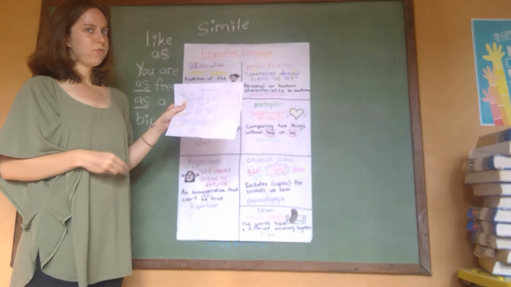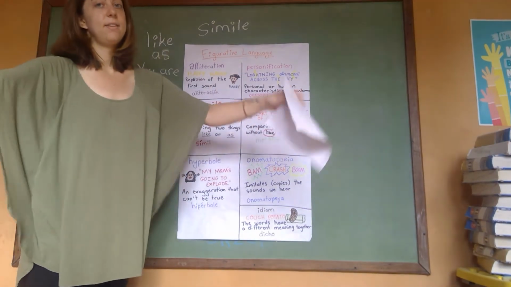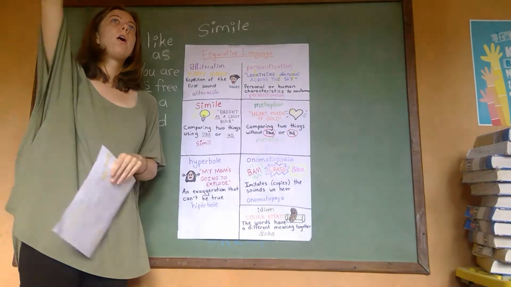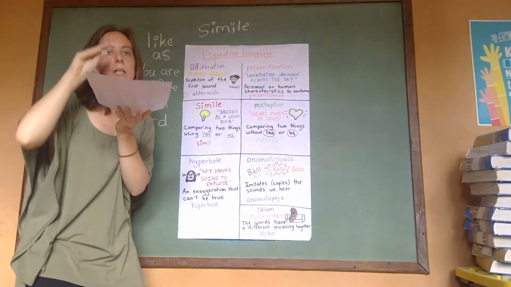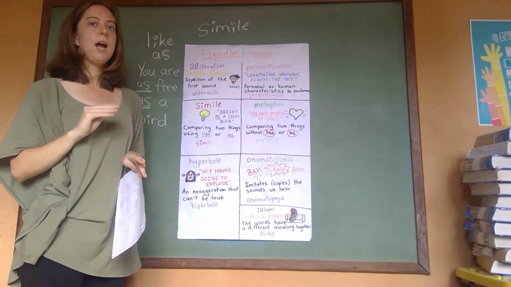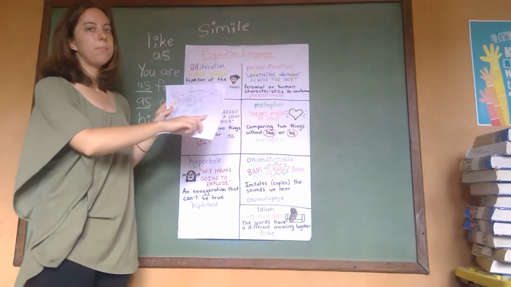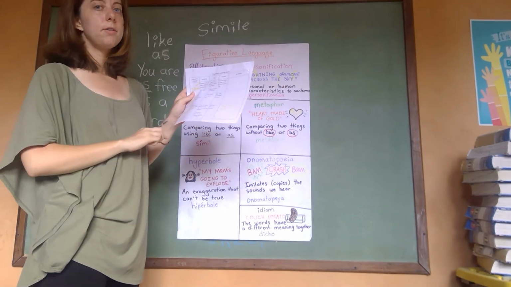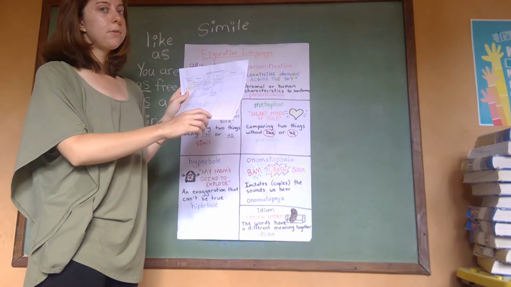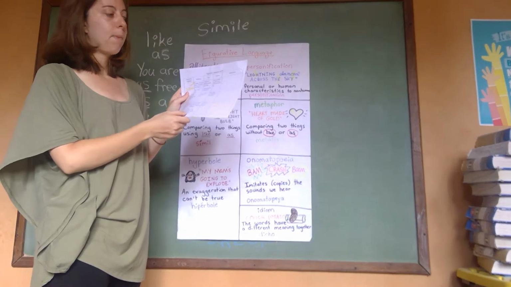It's not calling the boy a cheetah, it's just saying he is as fast as a cheetah, or as tall as a giraffe, or as little as a mouse, right? Using like or as to compare two different things. So I want you to give me 3 examples on your page. You might want to pause the video, write your 3 examples, and then we're going to start on the other side when you get back.